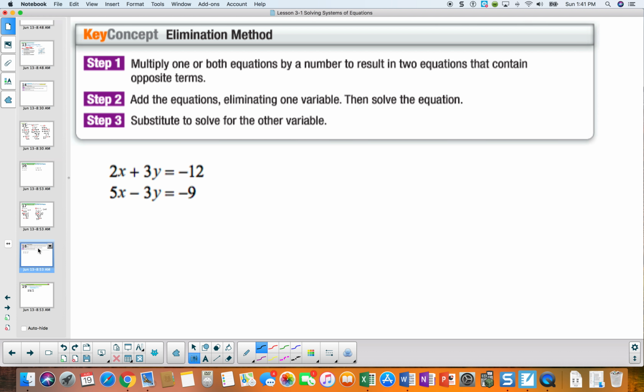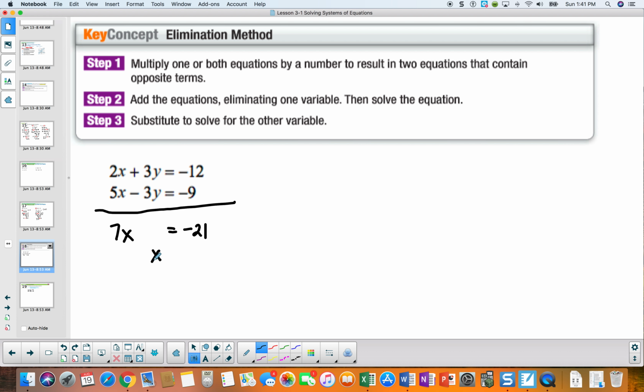Okay, the third method is called the elimination method. That's where you multiply one or both equations by a number that results in two equations that contain opposite terms. You then add the equations, eliminating one variable, then solve. In this situation, it looks like y has opposite terms, a positive 3y and a negative 3y. So it's ready to go ahead and add. So this will be 7x, this will add to 0, and this will be negative 21.